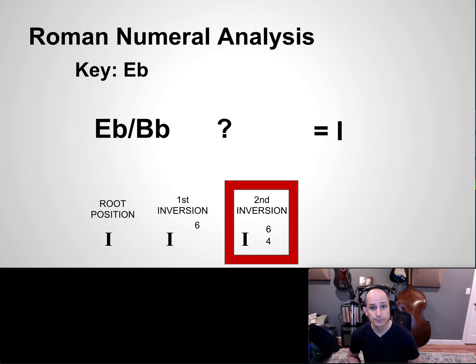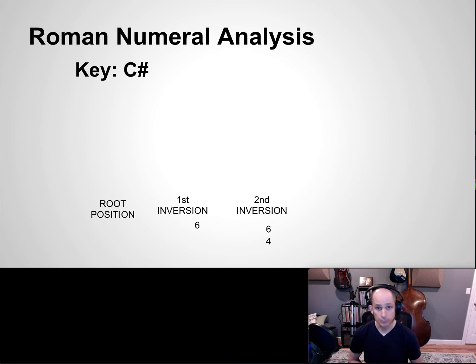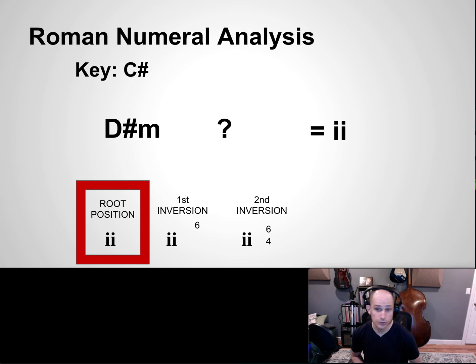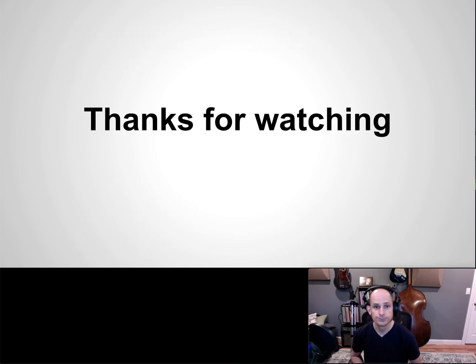Let's move on and do another example. In the key of C sharp major, I have a D sharp minor chord. So I first have to ask myself, what Roman numeral is D sharp? C sharp, D sharp. It's the 2. So now I have to ask myself the second question. Is the root, 3rd, or 5th in the bass? There's no other notation, therefore the root is in the bass. It's in root position. So a D sharp minor chord in the key of C sharp is just the 2 chord. And there you have it.